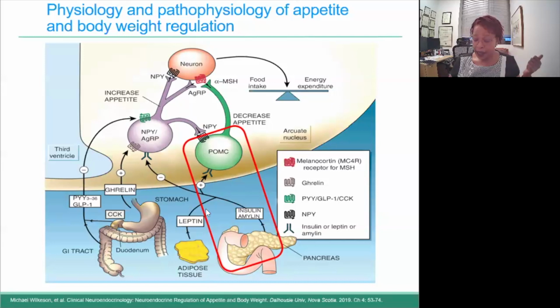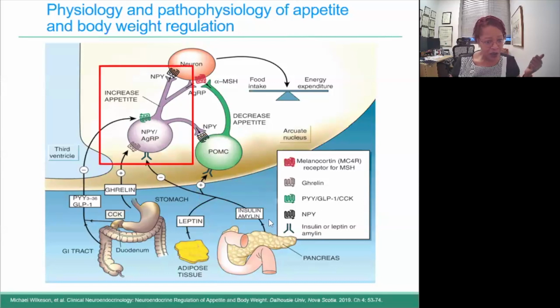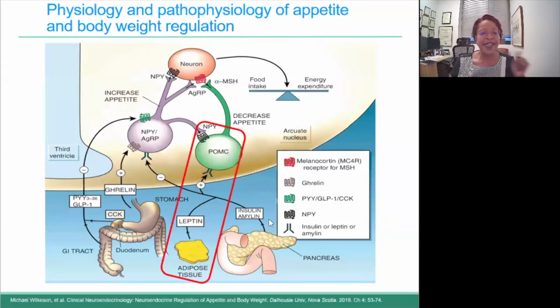Leptin is the next hormone. It's secreted from fat cells. And again, if you have more fat cells, you have more leptin. So it's, again, a sign that you're in a fed state. That would then decrease signaling over here and decrease food intake.